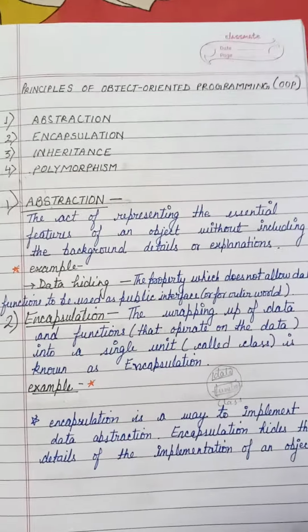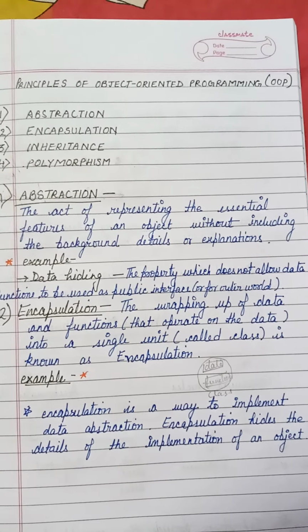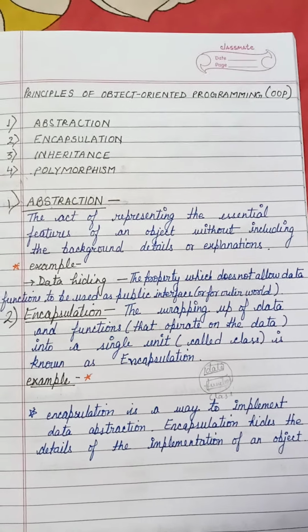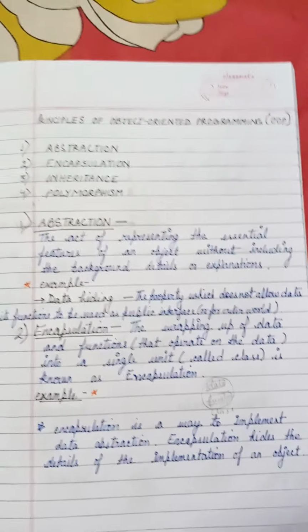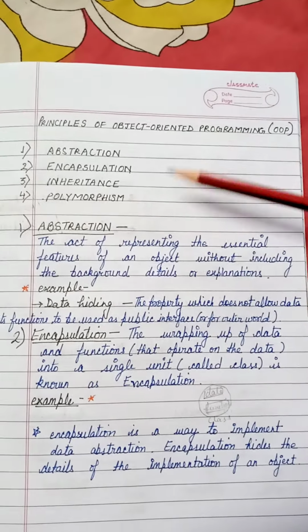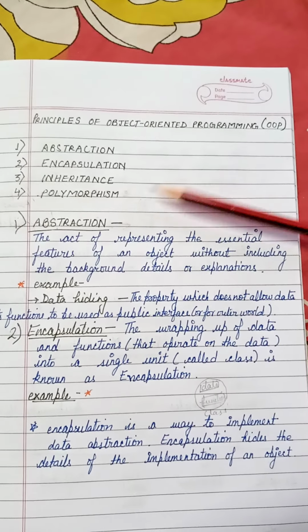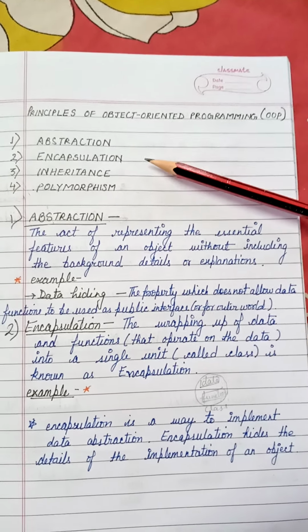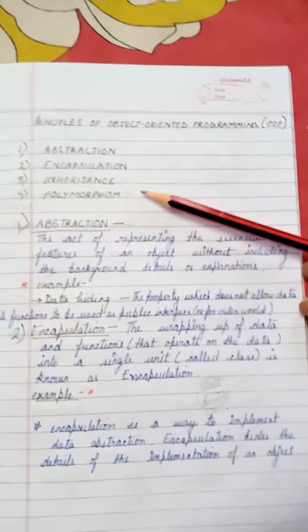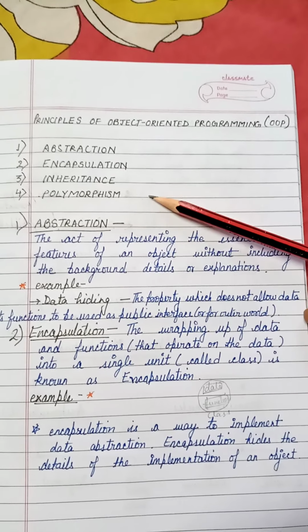Now come to the principles of object-oriented programming, the OOP concepts. These four are the OOP concepts: abstraction, encapsulation, inheritance, and polymorphism.